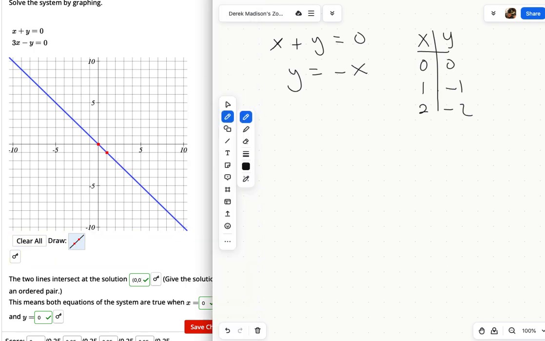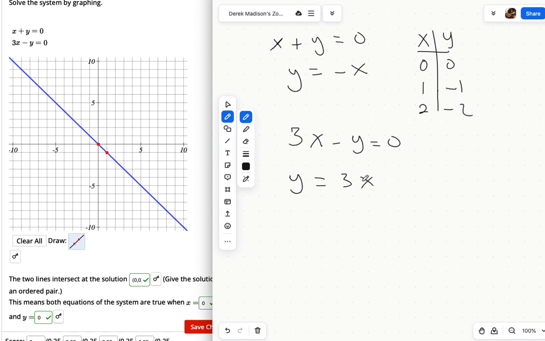I can do the same thing for the second equation. So 3x minus y equals 0. So let's bring the y over. And instead of writing it as 3x equals y, I'm going to write it in the other order just because it looks better. Y equals 3x, but it's the exact same thing.